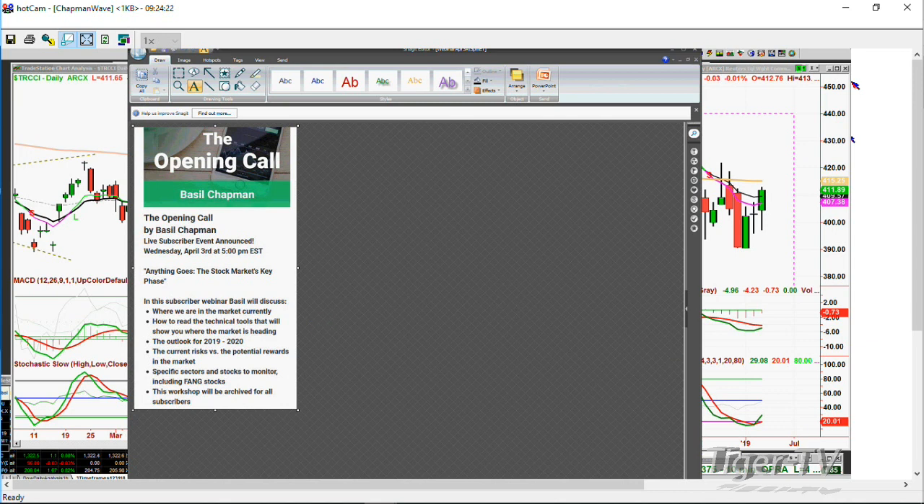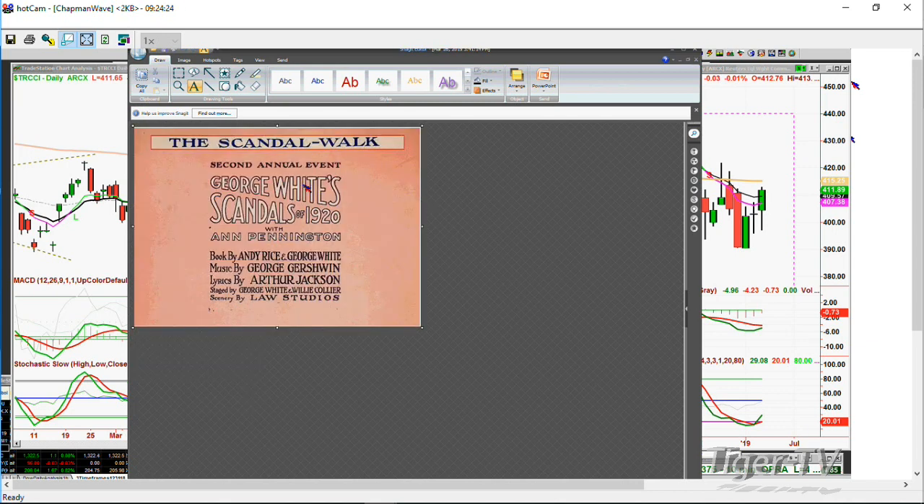Look at this, 1920s, the Scandal Walk, second annual event, George White's Scandals of 1920 with Ann Pennington, music by George Gershwin. He was a famous dancer and choreographer. He did George White. This is the 1920s. Hey, are we having scandals today? Hey, wait a minute. Did we have some Republican presidents down in the 1920s? Did Coolidge hand it over? So Harding with the scandals.